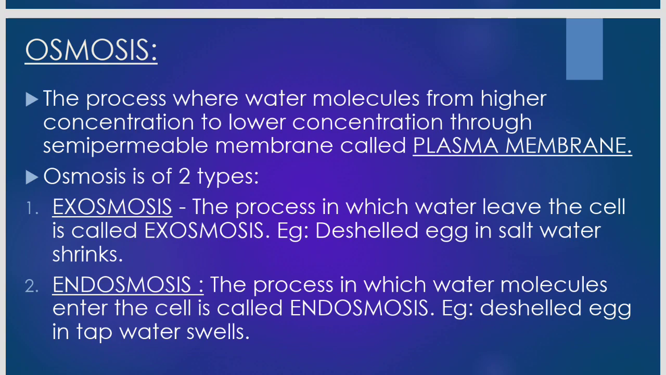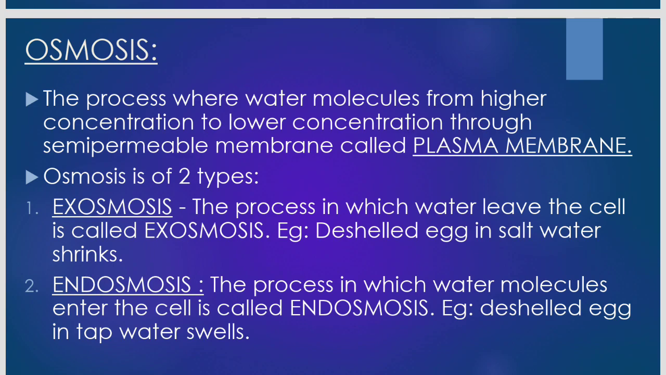For example, if you take one egg and put it in dilute HCl, the outer calcium carbonate covering gets dissolved and only the inner part of the egg is left over. If you keep that egg in salt water and measure it, the width of the egg will reduce because the egg will shrink after some time, because the water from the egg will come out through the plasma membrane into the salt water, making the size of the egg small, that is, shrinking of the egg.